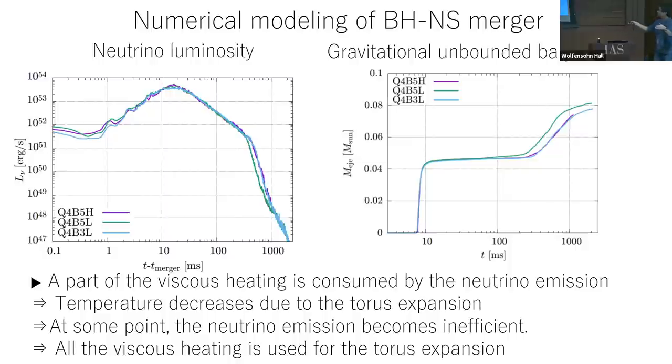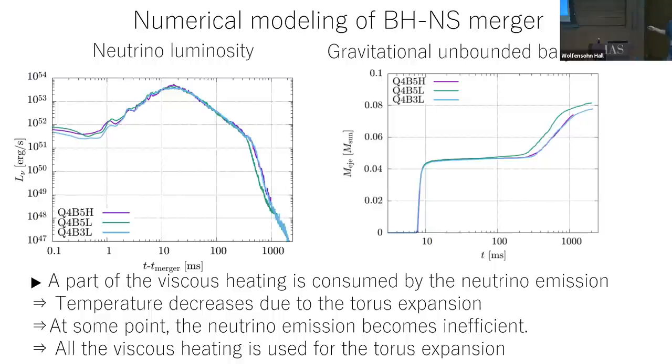And at some point, the neutrino emission becomes inefficient because the temperature is low. Then all the viscous heating is used for the torus expansion. Then part of the torus is ejected as a post-merger ejecta. This is the picture we have in mind.